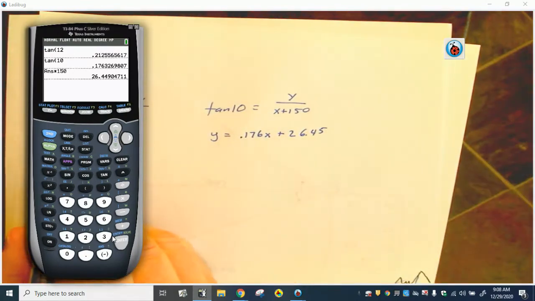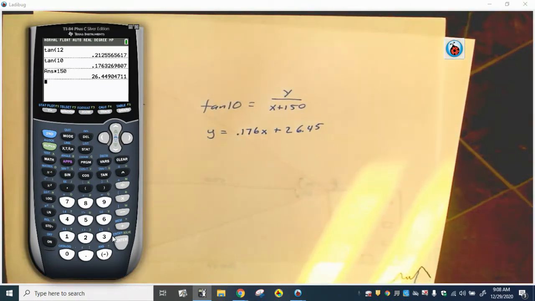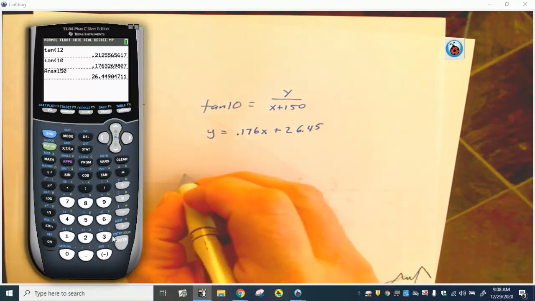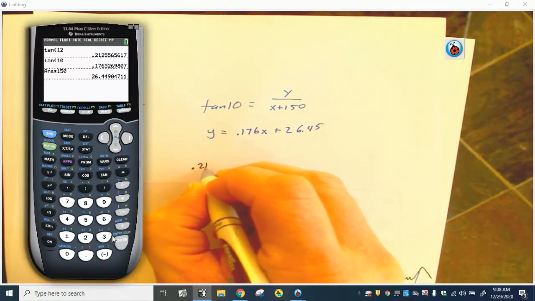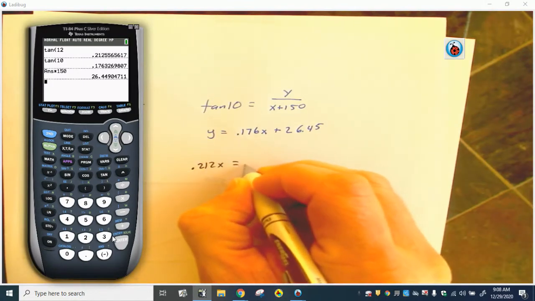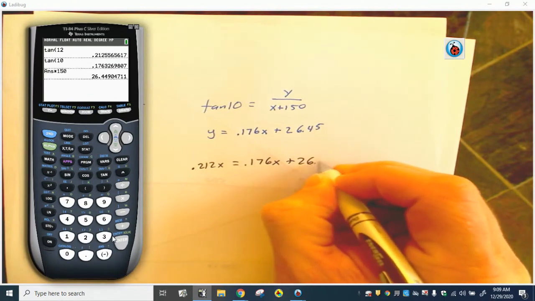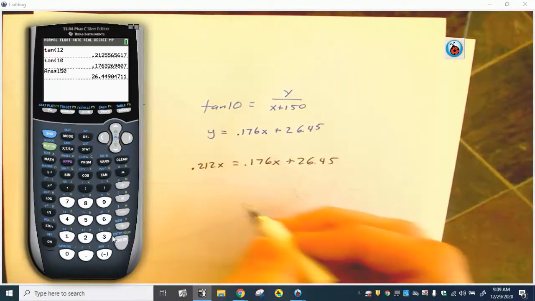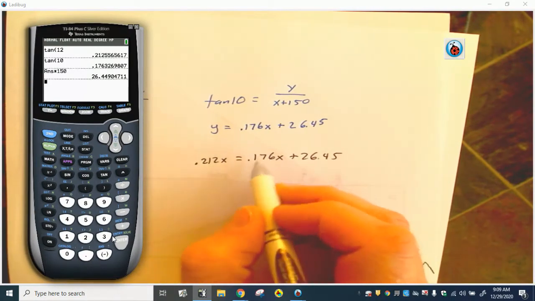Okay, and now I have these two equations. Well, this is equal to y, this is equal to y. I can just set those equal to each other, right? So I can substitute this in for y, and I get 0.212x is equal to the 0.176x plus the 26.45. This is just an ugly basic equation.